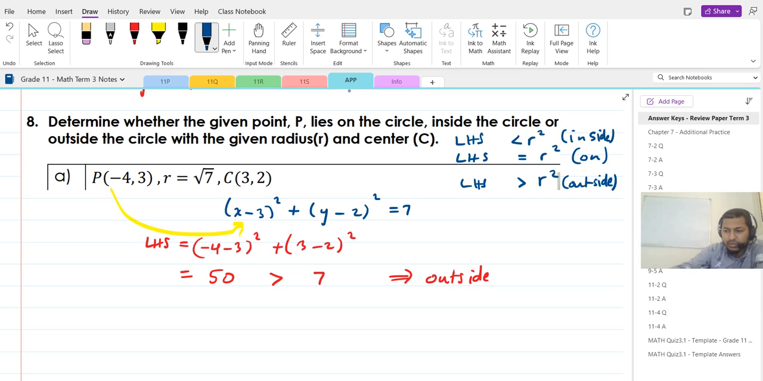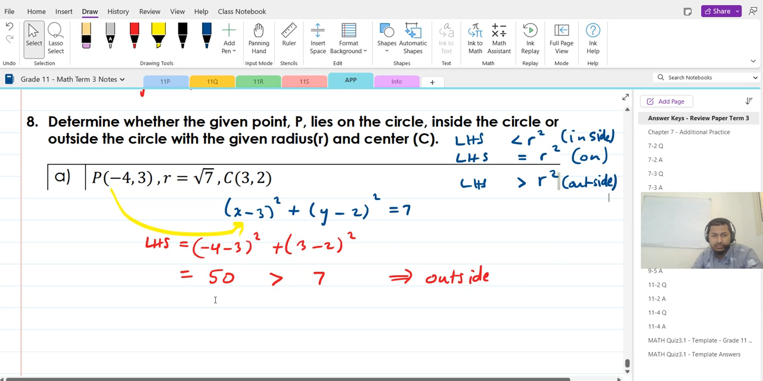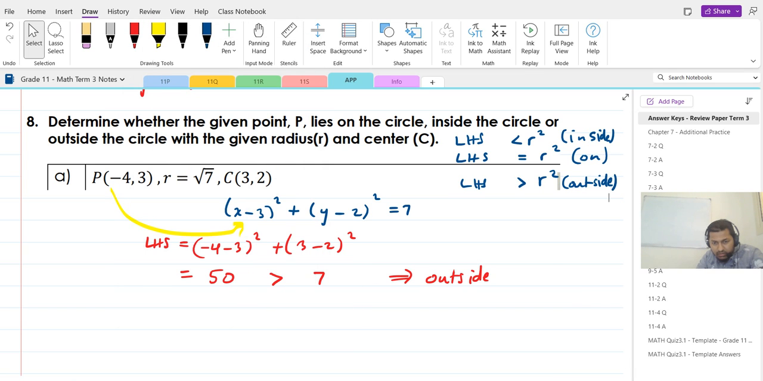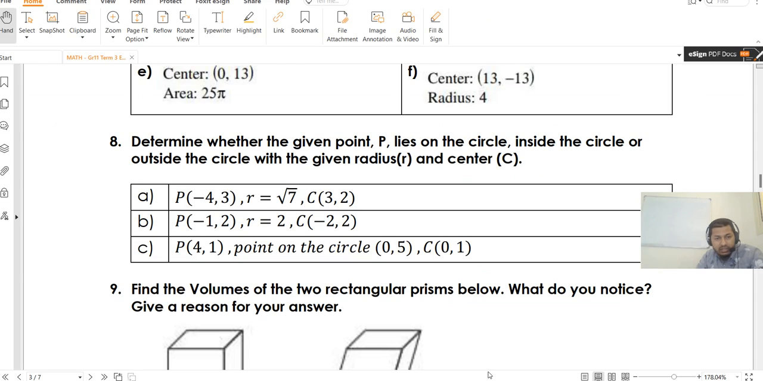Alright, so let's do part B. We said this here lies outside because it's greater than, minus 4 minus 3 squared is 49 plus 1. You can work this out on the calculator. Next problem, B.